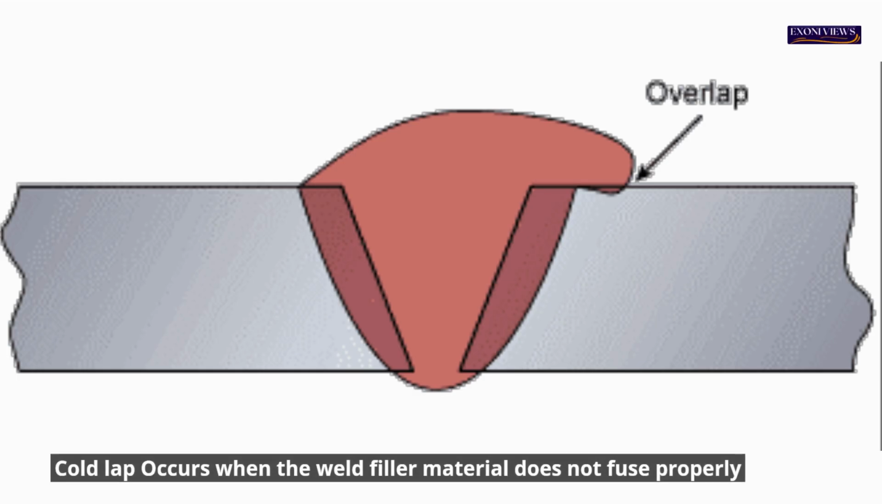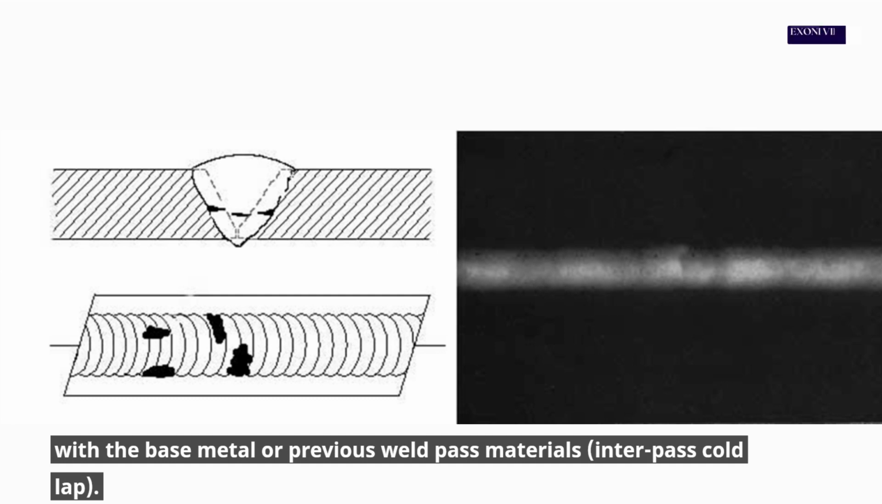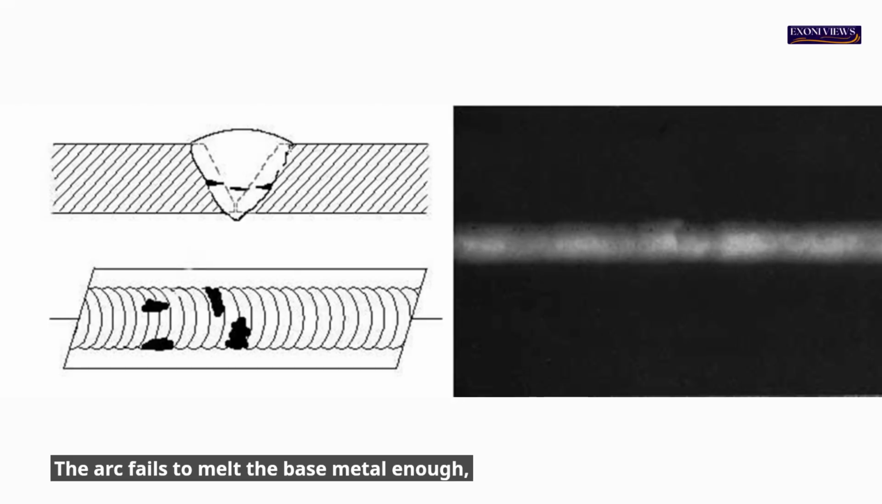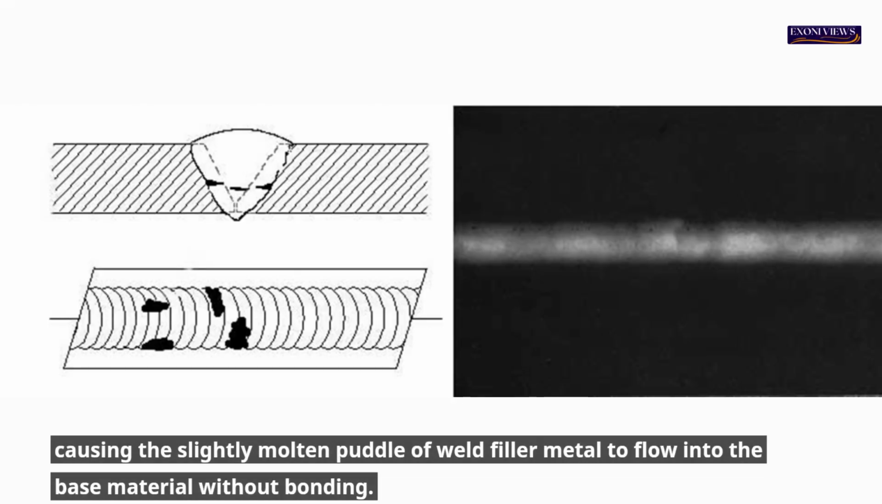Cold lap. Cold lap occurs when the weld filler material does not fuse properly with the base metal or previous weld pass materials. Interpass cold lap. The arc fails to melt the base metal enough, causing the slightly molten puddle of weld filler metal to flow into the base material without bonding.